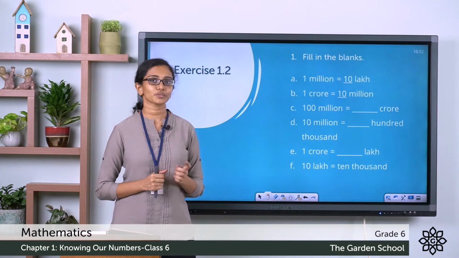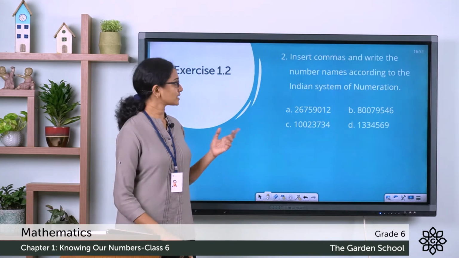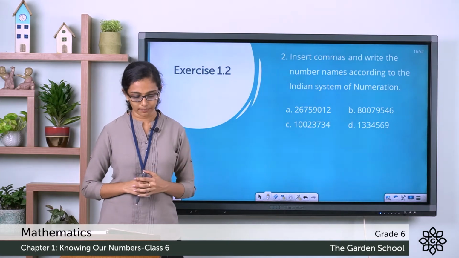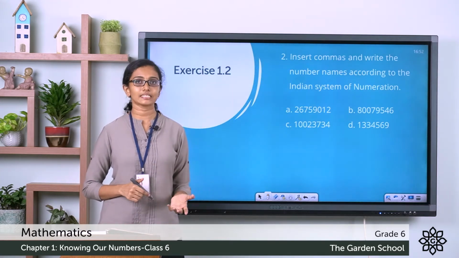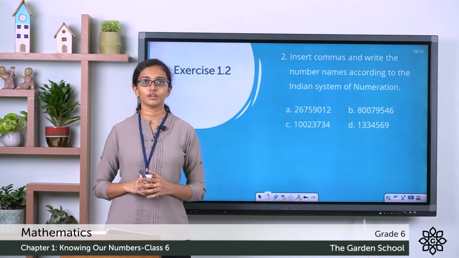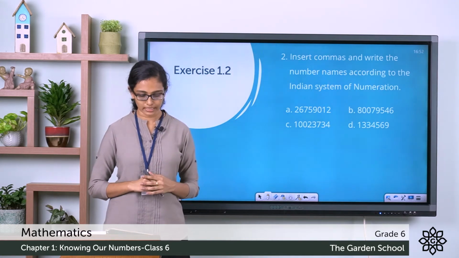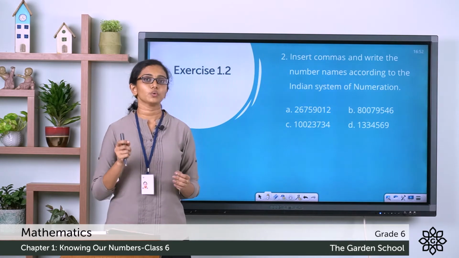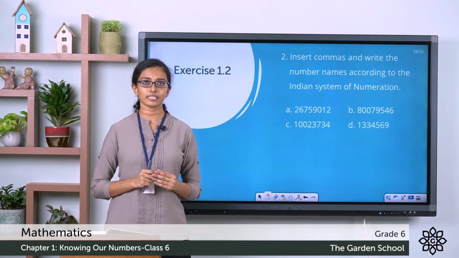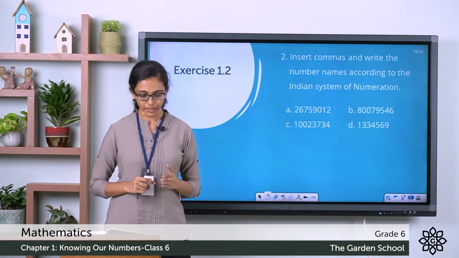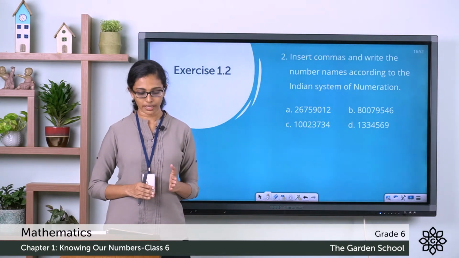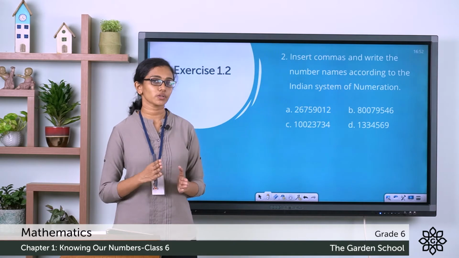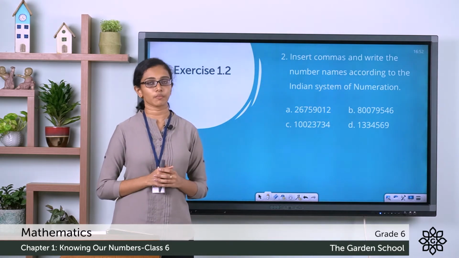Now shall we move on to question number 2? Question number 2 reads, insert commas and write the number names according to the Indian system of numeration. So here you have got 4 questions. The numbers are given without commas. You have to insert commas at proper places to separate the periods and you have to write their number names according to the Indian system of numeration. So when you insert the commas also, you have to follow the Indian system of numeration.